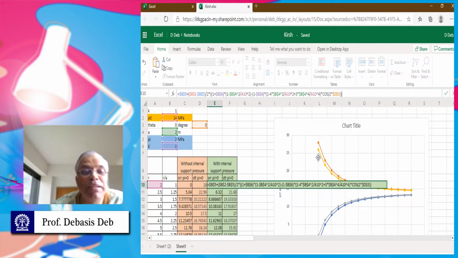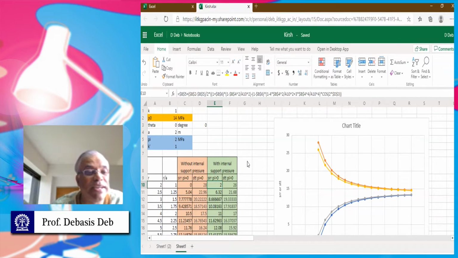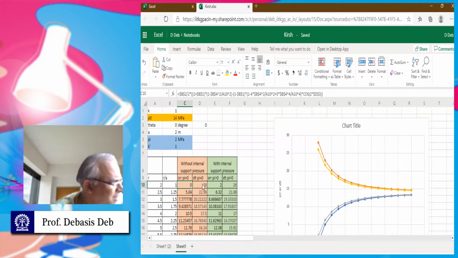And as a result, what happened, you see, the tangential stress reduced by 2 MPa. The 28 became 26, and the confining stress, which was 0, became 2 MPa. Now, can anybody tell me which one is safer, this condition or this condition? Whether 0.28 is safe or 2.26 is more safe or less safe?